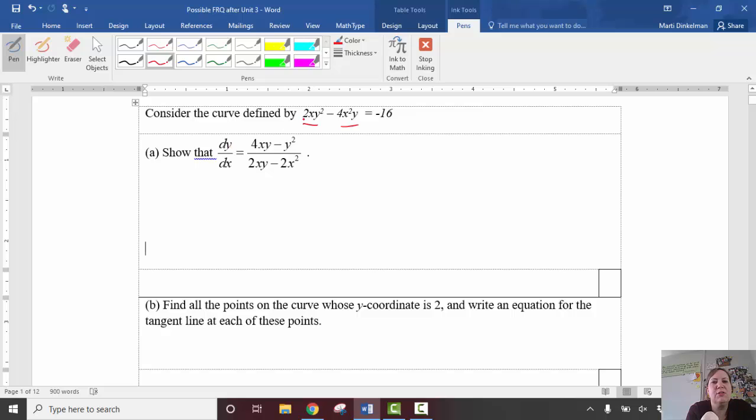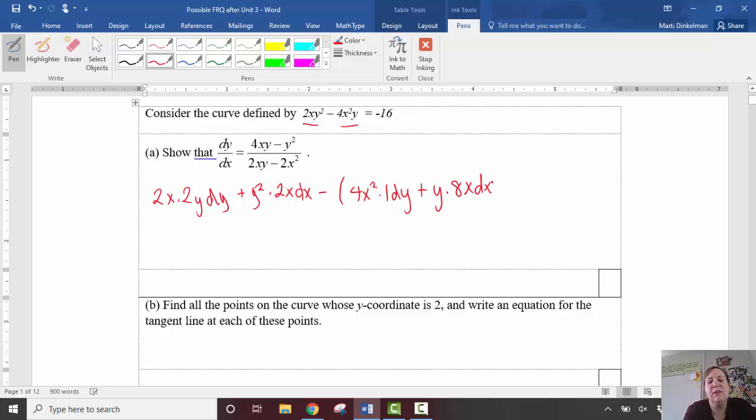So I'm going to consider the 2x as one, and the 4x squared will be together as we're deciding first versus second. So I would go first times the derivative of the second plus second times the derivative of the first. And then be careful about that minus sign right here because we're going to have to distribute it. So again, first times the derivative of the second plus second times the derivative of the first. And then on the right-hand side, we get 0.